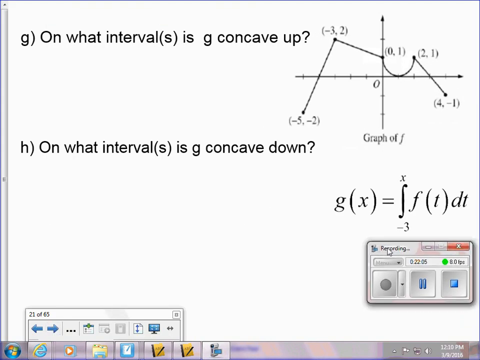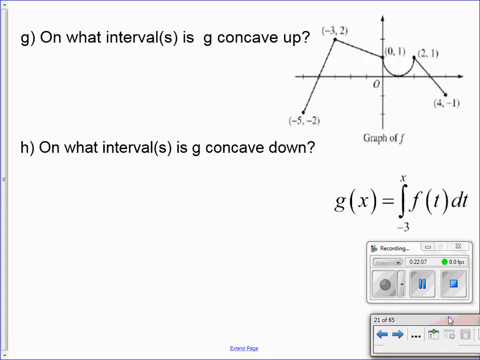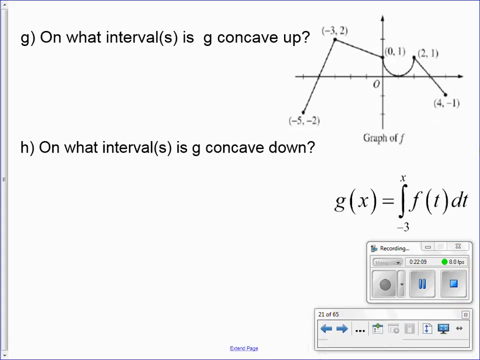All right. Now, just to recap, this is a graph of F, which is the derivative of G. All right, we're looking at the derivative of G. And part G says, on what intervals is G concave up? Where it's increasing, where G prime is increasing. See, that's our justification. So we're looking to see where G prime is increasing. Right, wherever G prime is increasing, the second derivative is positive, so the function is concave up.